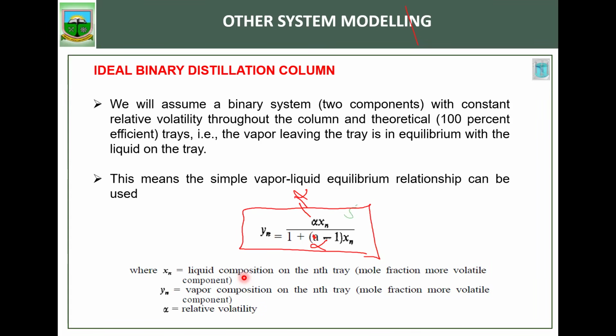So if that is correct, then this equation holds for the removal of the volatile component. That is why you are seeing Yn, which means what? Because on each tray, the volatile component comes out as gas. So its mole fraction is Y, not X.